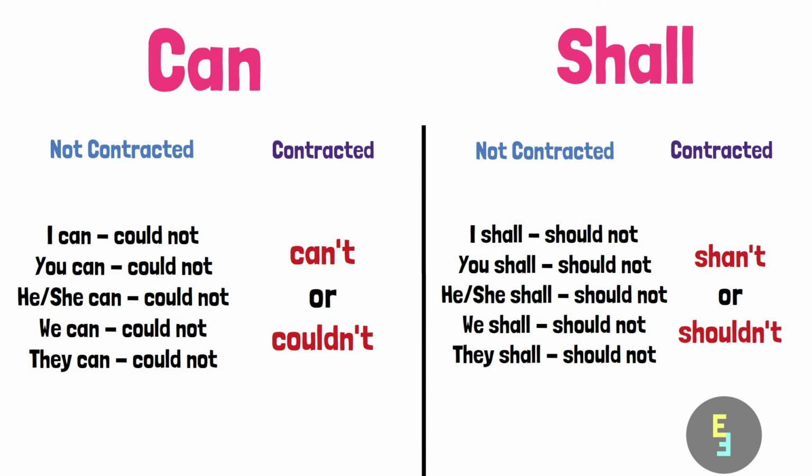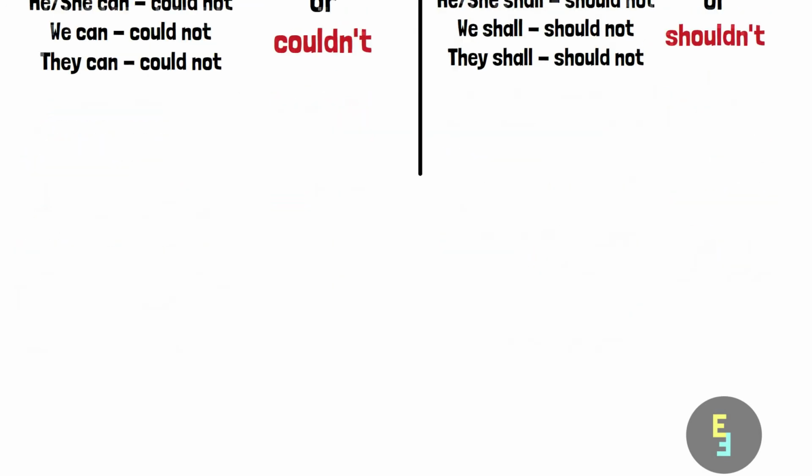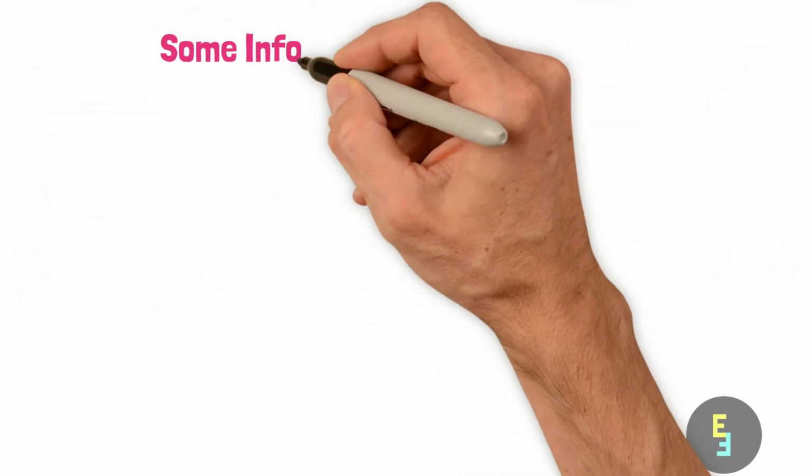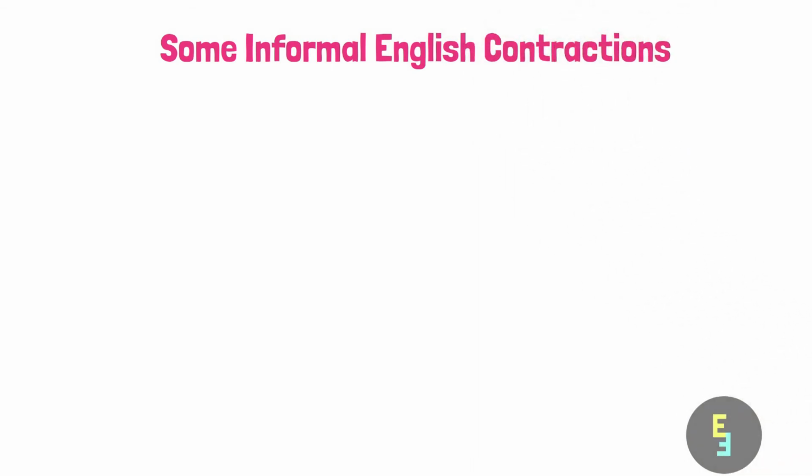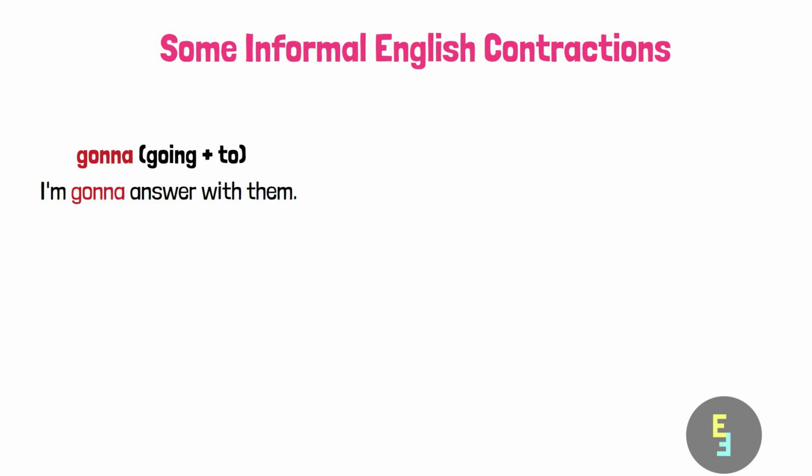Okay. That completes our list of 50 plus English contractions. But hey, we still have a bonus for you. Here's a list of some informal English contractions that we usually hear native speakers use. Here they are. The word gonna is the contracted form of the words going and to. Example, I'm gonna answer with them. Next is the word gotta, the contracted form of the words got and to.